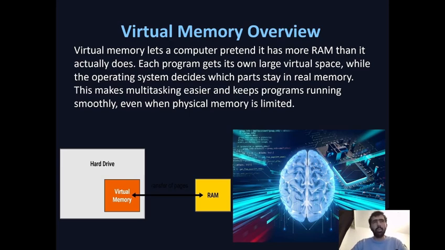Virtual memory lets a computer pretend it has more RAM than it actually does. Each program gets its own large virtual space, while the operating system decides which parts stay in real memory. This makes multitasking easier and keeps programs running smoothly even when physical memory is limited.